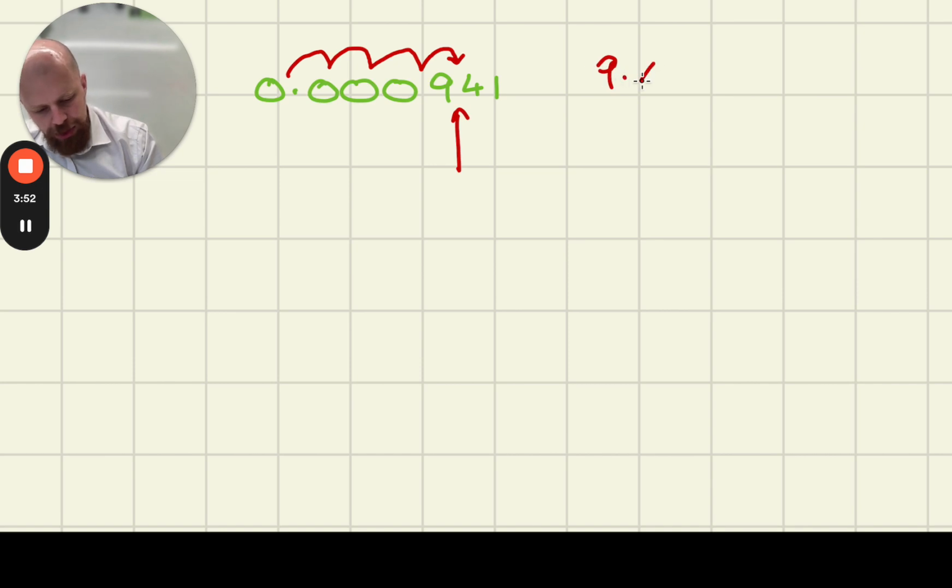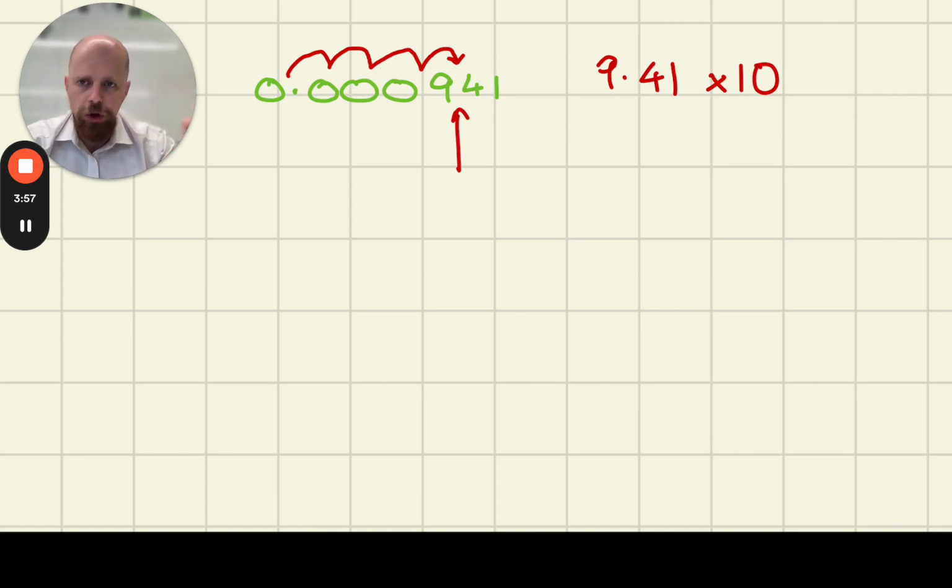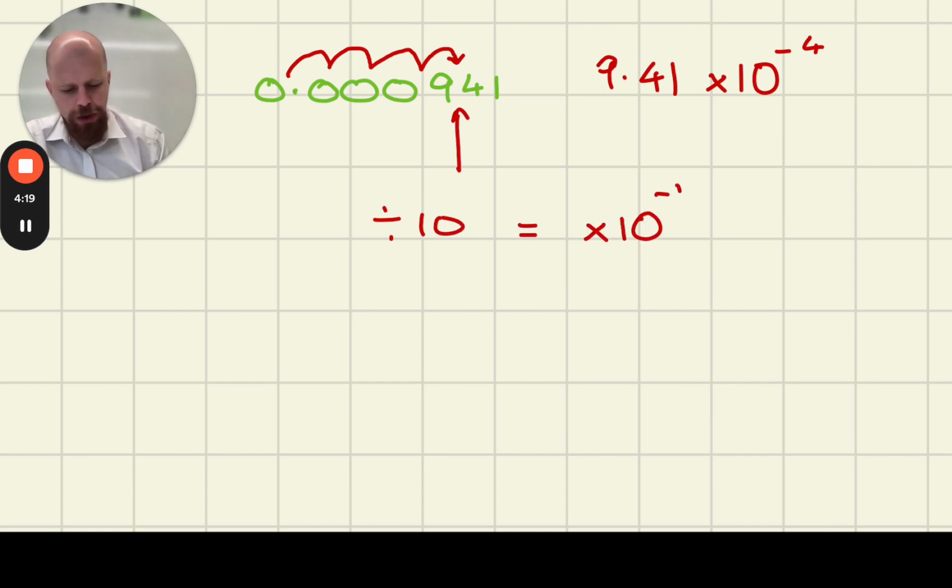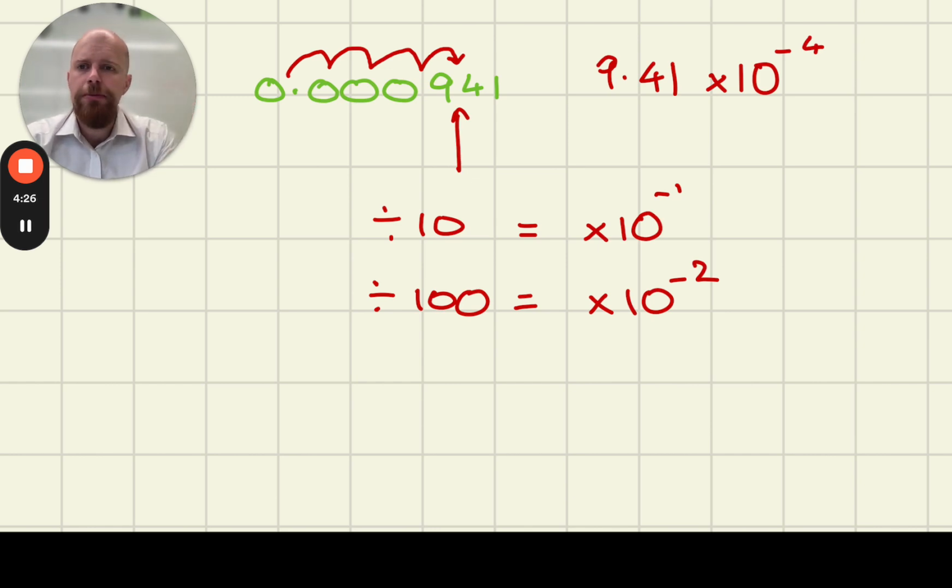So it would be 9.41 times 10 to the power, and it's not going to be 4, because 10 to the power 4 means we're getting 10,000 times larger. We're getting 10,000 times smaller, which is division. Now, think about your indices laws. When you're dividing, that's a negative power. So all I do is I write minus 4. We remember that divide by 10 is the same as timesing by 10 to the minus 1. Dividing by 100 is the same as timesing by 10 to the minus 2. And that explains why it's just going to be 10 to the minus 4.